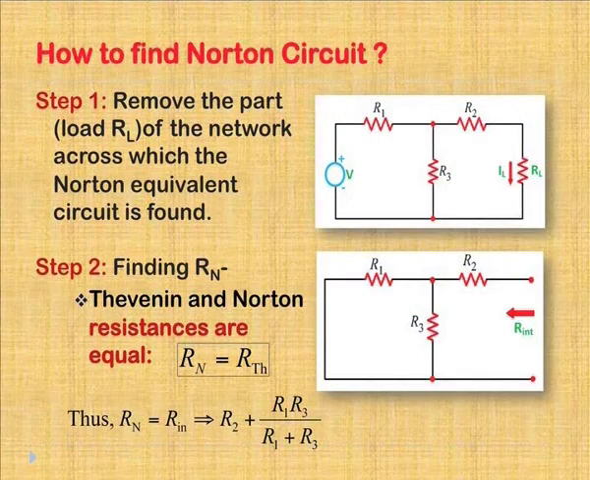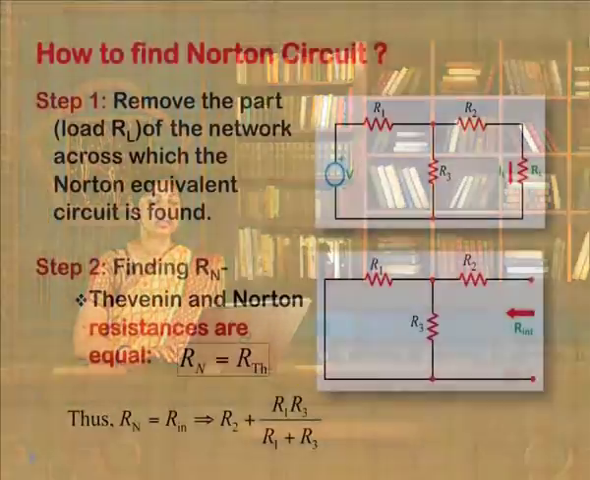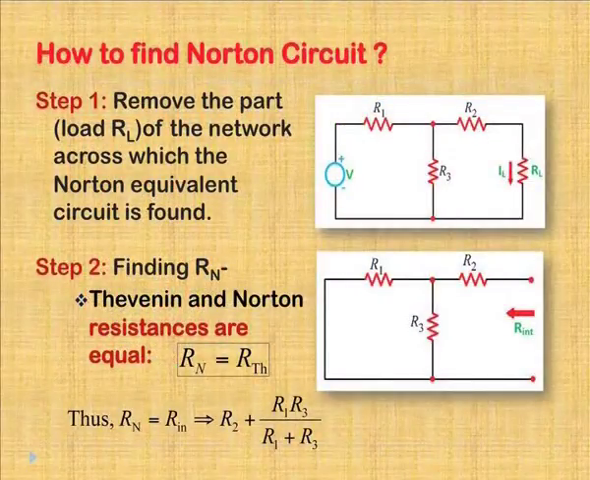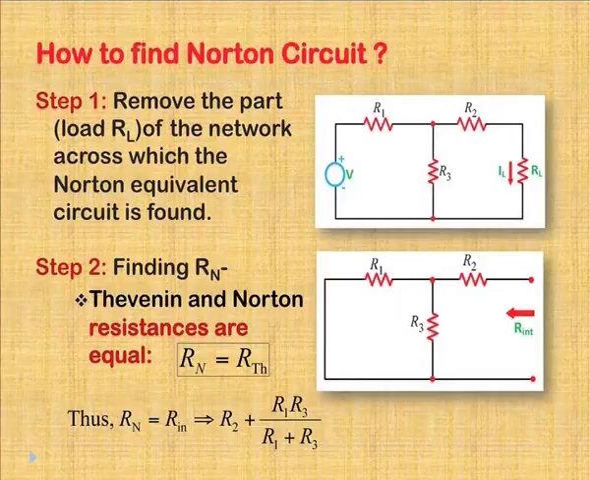Now, how to find the Norton equivalent circuit? As we know, this is very similar to the Thevenin theorem, so there are very similar steps. To prove this Norton theorem, we have taken the same circuit as we took in the last program for the Thevenin theorem. So, step 1 is to remove the load part of the network across which the Norton equivalent circuit is found. So, in this circuit again we will remove the load and open the terminals A and B, for which we have to find the current.